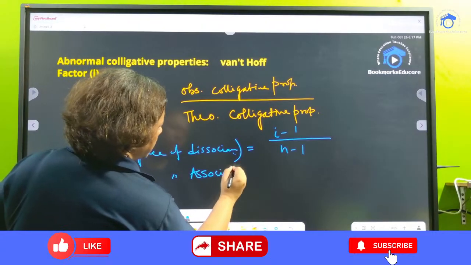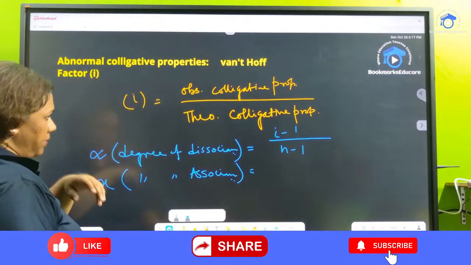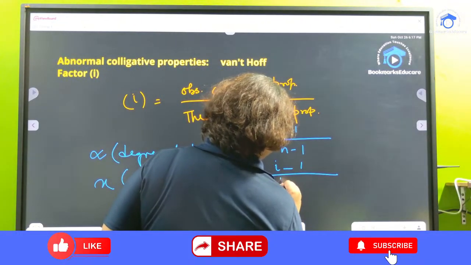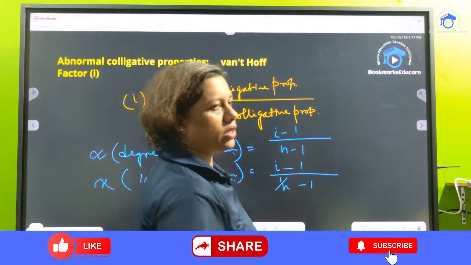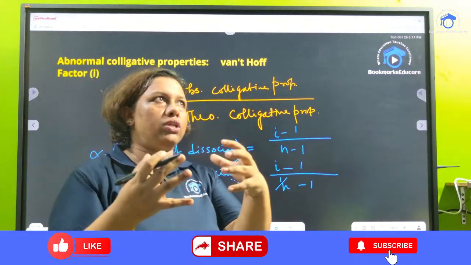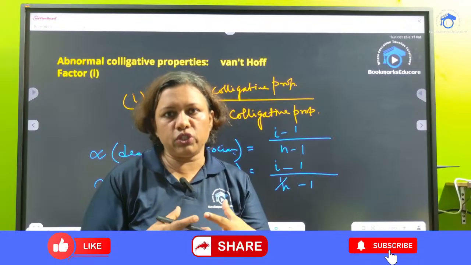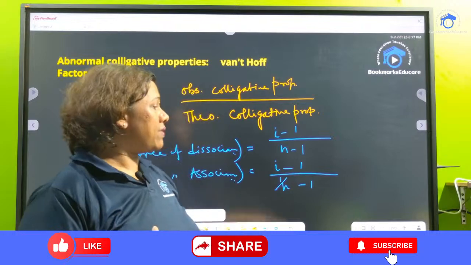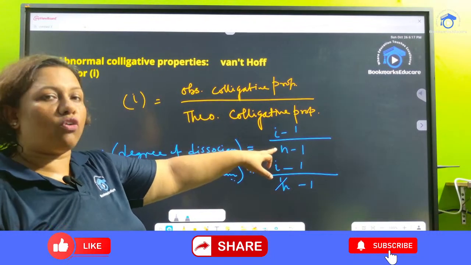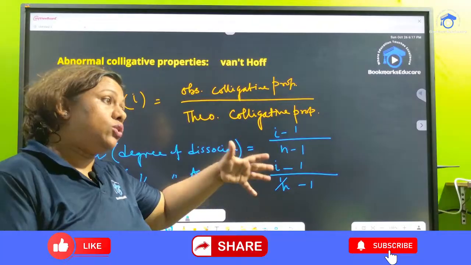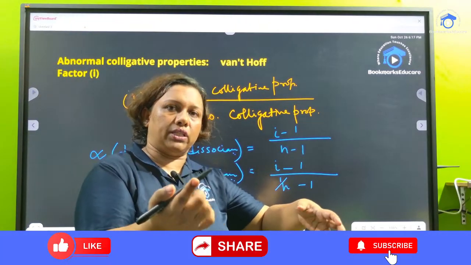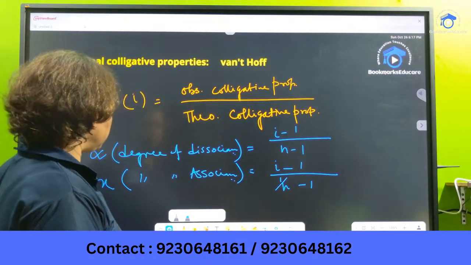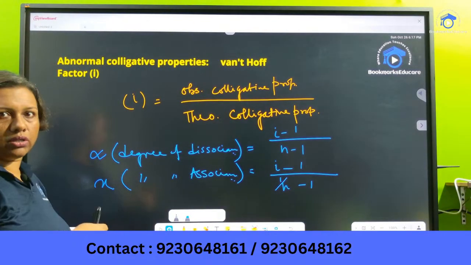What do you mean by association? Association means when two or more molecules combine, actually unite together, which is called dimer, trimer. That is called degree of association. That's why it is 1 by n. Here it dissociates into n number of particles. But here, two or three molecules combine and give the effect of one molecule. That's why this is 1 by n minus 1. Okay, so you can calculate the association or dissociation.